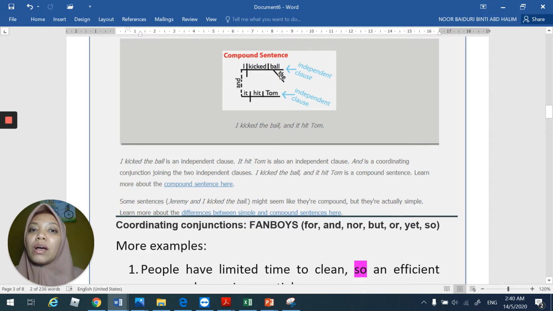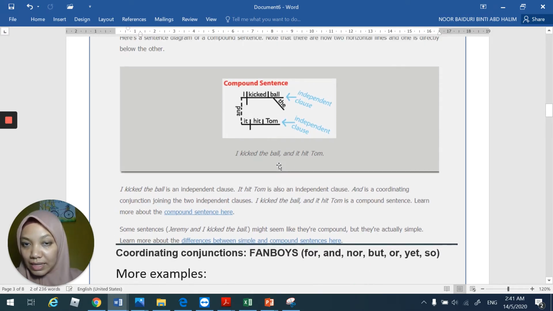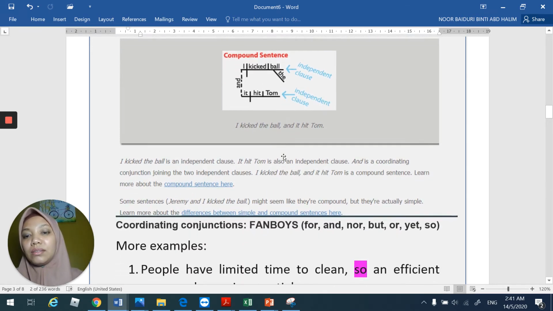You have the first independent clause and then the second independent clause, and then they are connected by fanboys. Kat sini you have and ke, you have yet ke, you have but. For example, it is raining, but Hisham still goes to class. That sentence is a compound sentence.